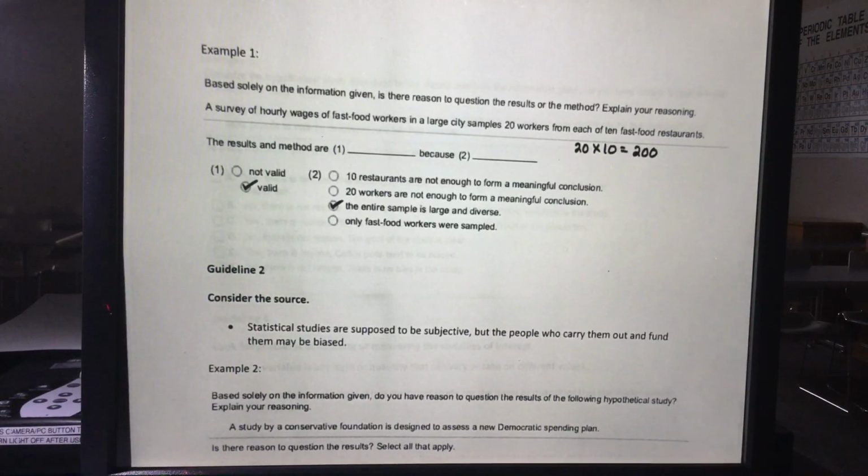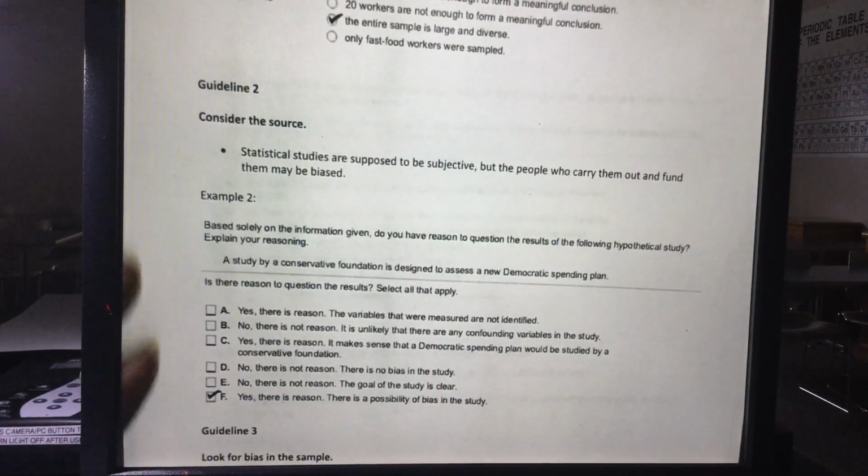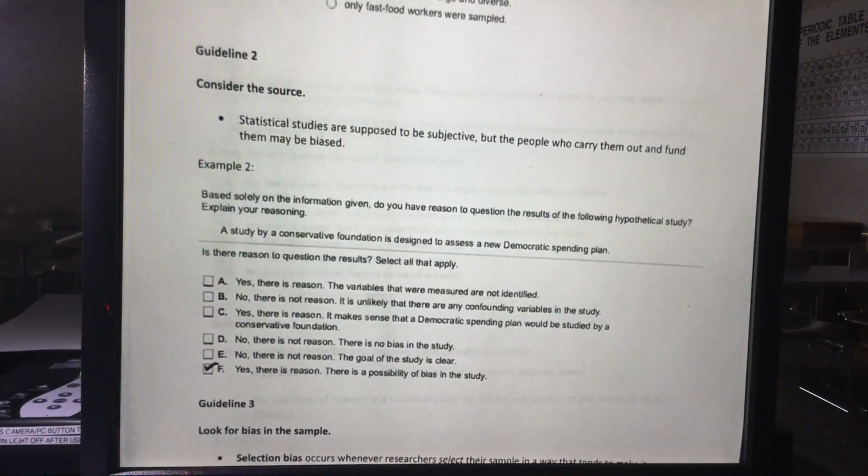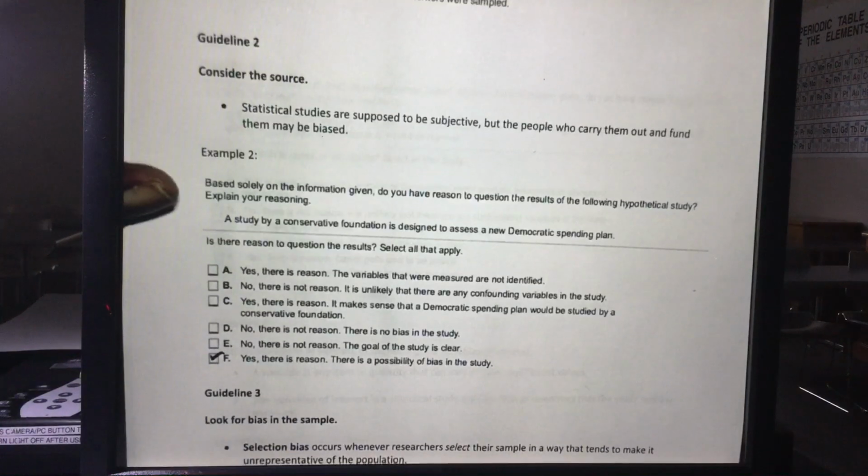All right, now let's look at guideline number 2, and that is consider the source. Statistical studies are supposed to be objective, but the people who carry them out and fund them may be biased, like in this example. Do we have a reason to question the results of the following hypothetical study and explain why? A study by a conservative foundation is designed to assess a new Democratic spending plan.